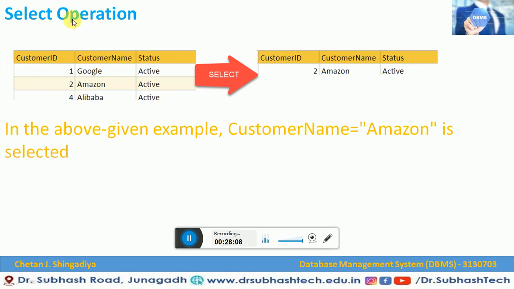Whatever the records are available in our basic table, out of that what we have selected, the customer name is Amazon. So once we select the customer name equals to Amazon, then the record will be displayed of Amazon, which is associated with Amazon name only. So this is a select operation of relational database from the relational data model of database management system.